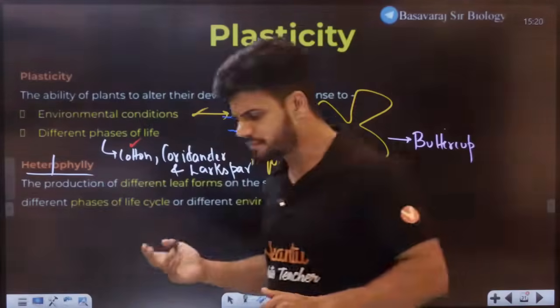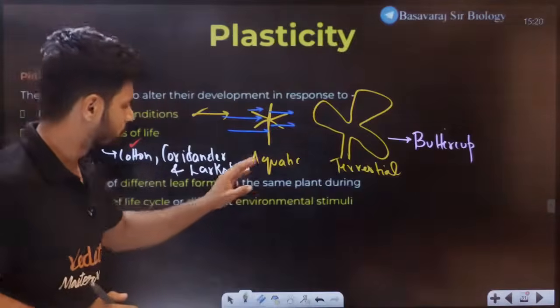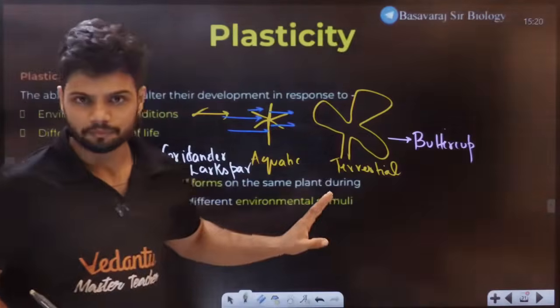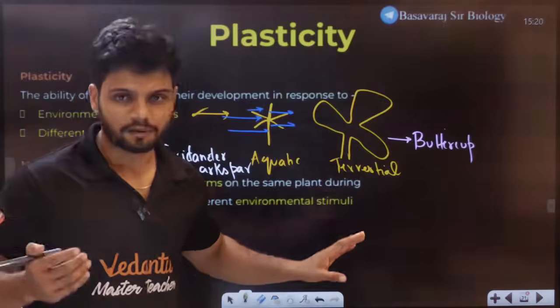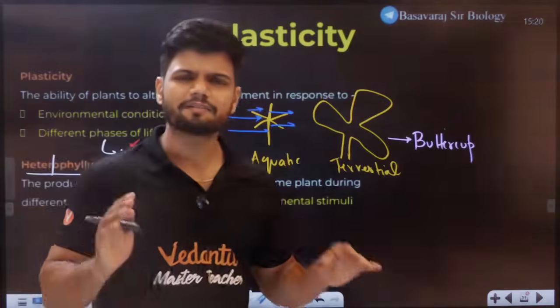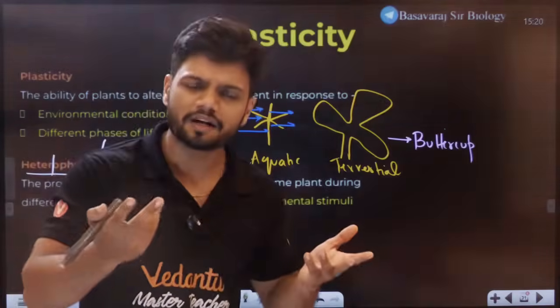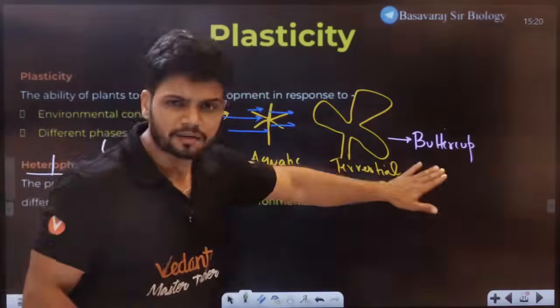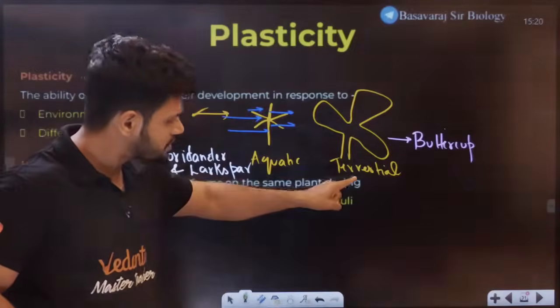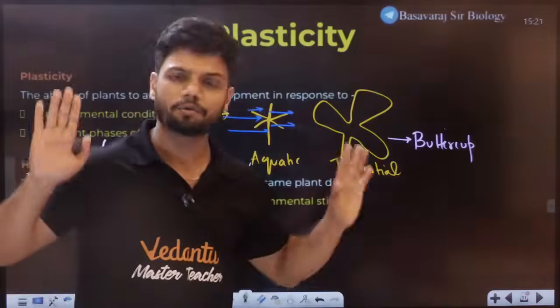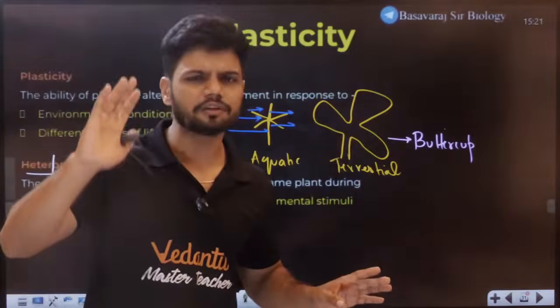Let's say, I'll give you an example here only. Dekho. There is a plant called buttercup. This buttercup plant will be different in different environments. The same plant in terrestrial condition, इसके बड़े-बड़े पत्ते होंगे, large leaves, okay?